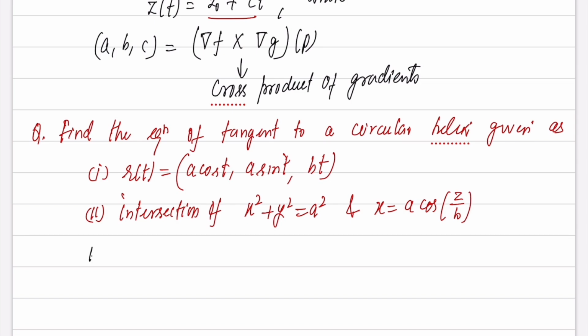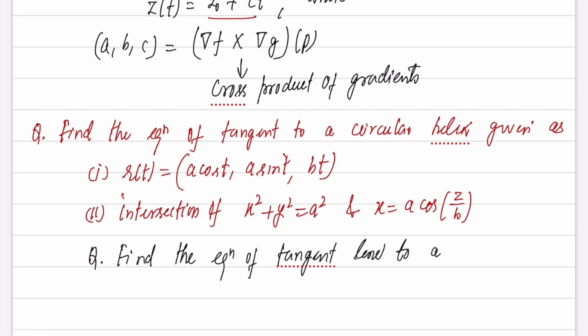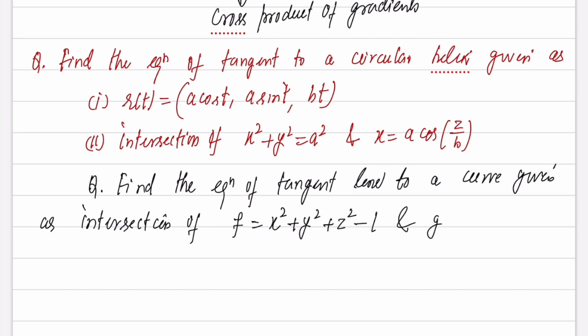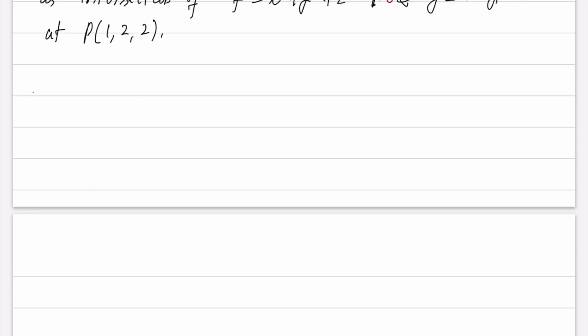Or we may take another question also: find the equation of tangent line to a curve given as the intersection of two surfaces, say f is equal to x square plus y square plus z square minus 1 and g is equal to z minus y, at P with coordinates 1, 2, 2. Now this point 1, 2, 2 lies on the sphere as well as on this plane z minus y equal to 0, or x square plus y square plus z square minus 9 equal to 0. Now let's take the solution.